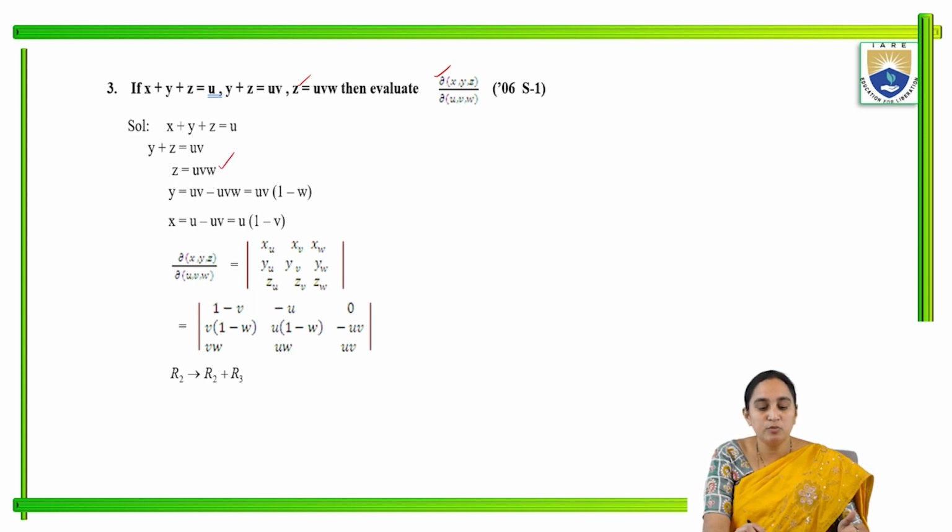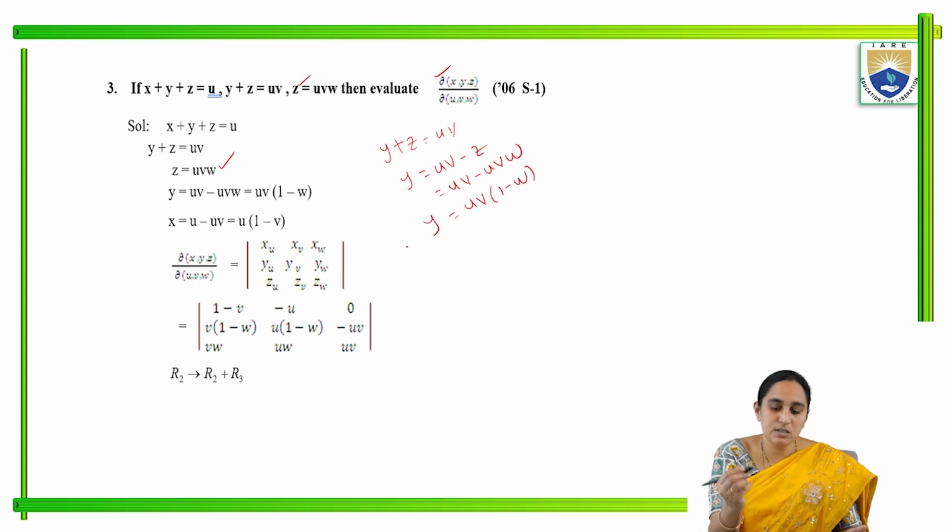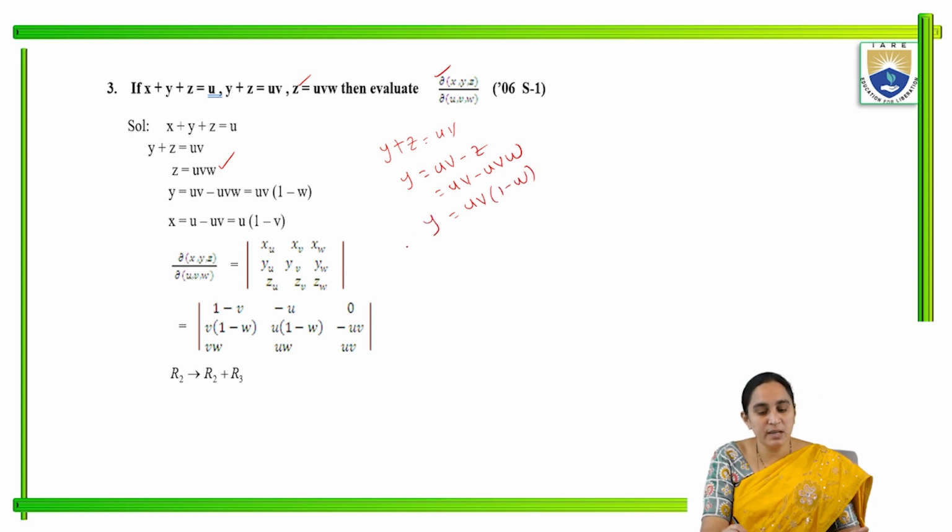Now I'll find out y in terms of u, v, w. For that, what about y here? y plus z is equal to uv. From that, y is equal to uv minus z. But what about z here? uv minus uvw. From that, I'll take uv outside. This is 1 minus w. Therefore, what about y? y is equal to uv into 1 minus w.